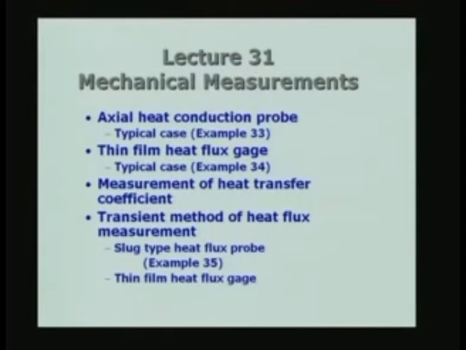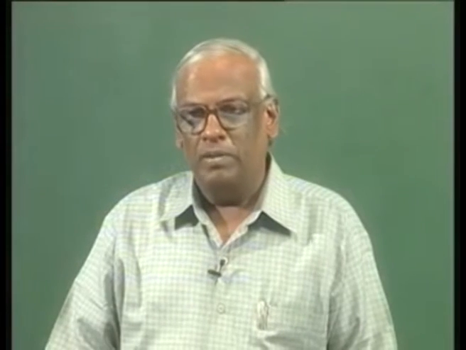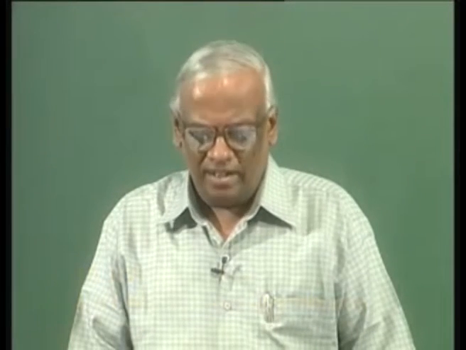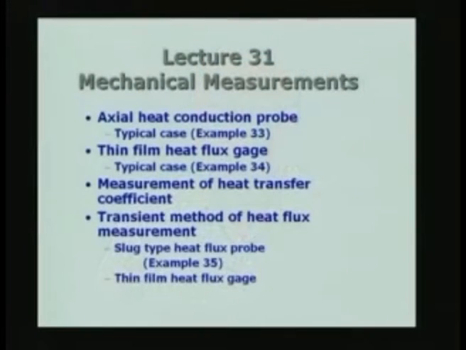So, this will be lecture number 31 on the ongoing series on mechanical measurements. If you recall, towards the end of lecture number 30, we were talking about the measurement of heat flux by using a gauge in which the heat transfer and the temperature gradient are in a direction parallel to each other. So, we call it the axial heat conduction gauge, and I would like to start this lecture with a discussion on the axial heat conduction probe, and I will give example 33 to show the typical case, giving the typical dimensions and what we can expect from such a probe.